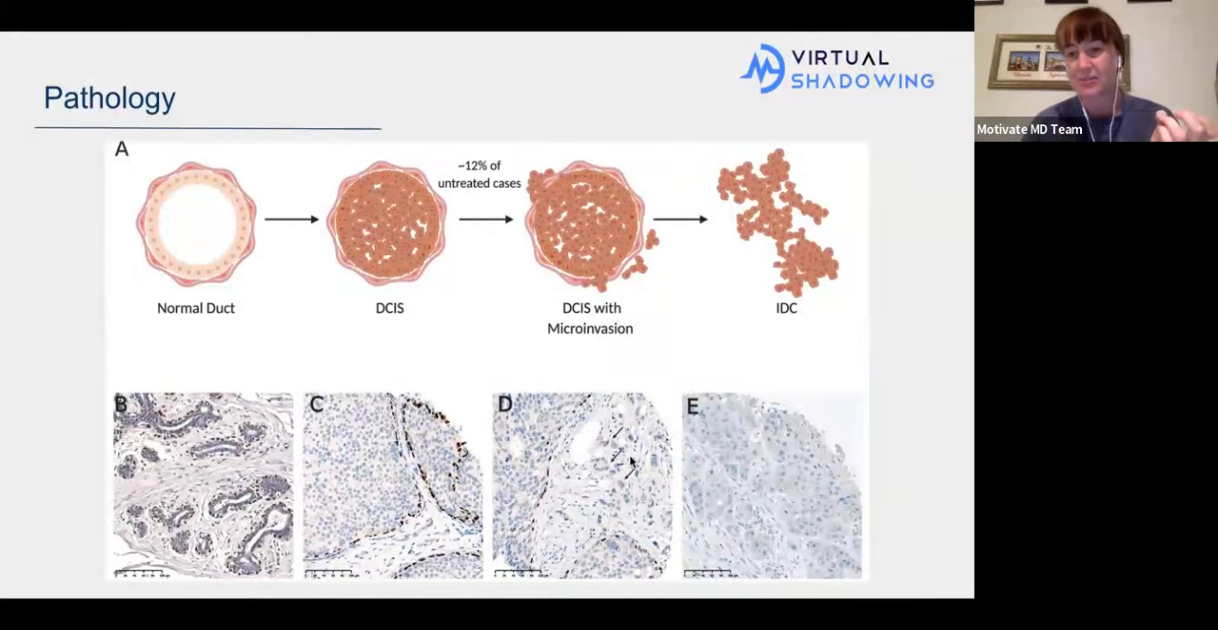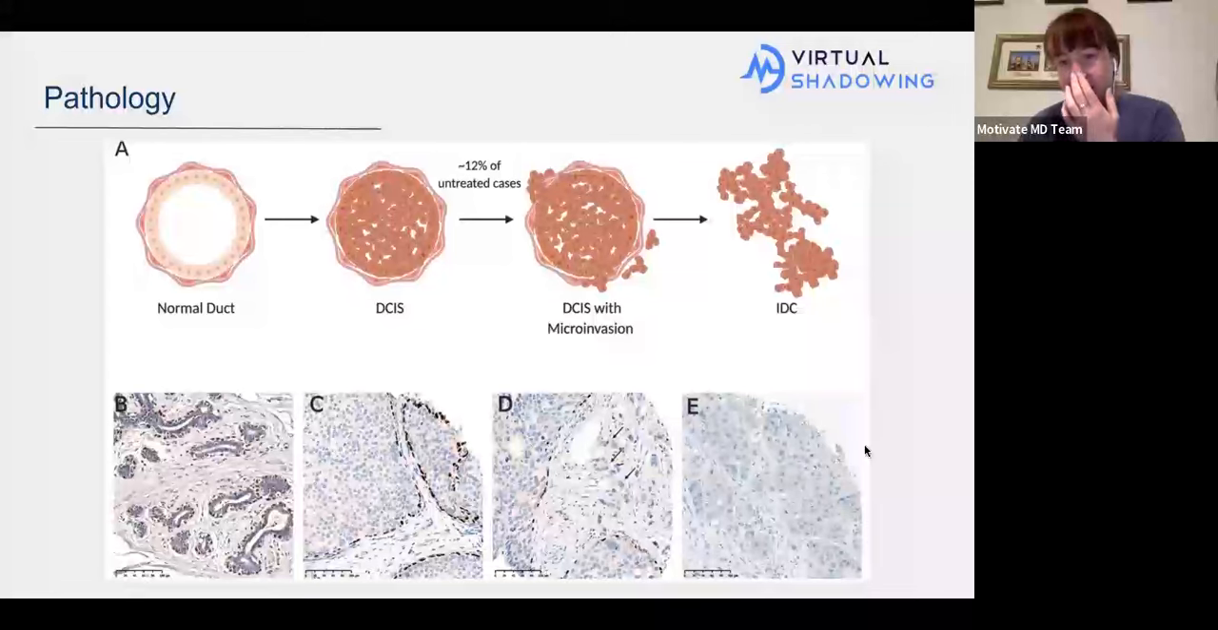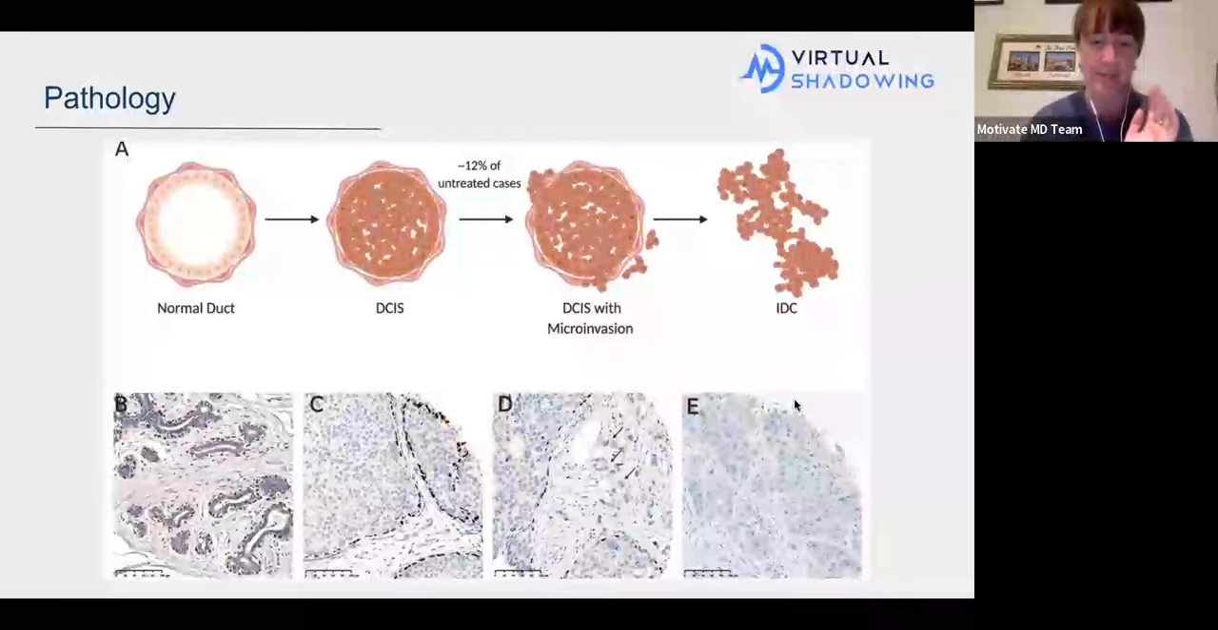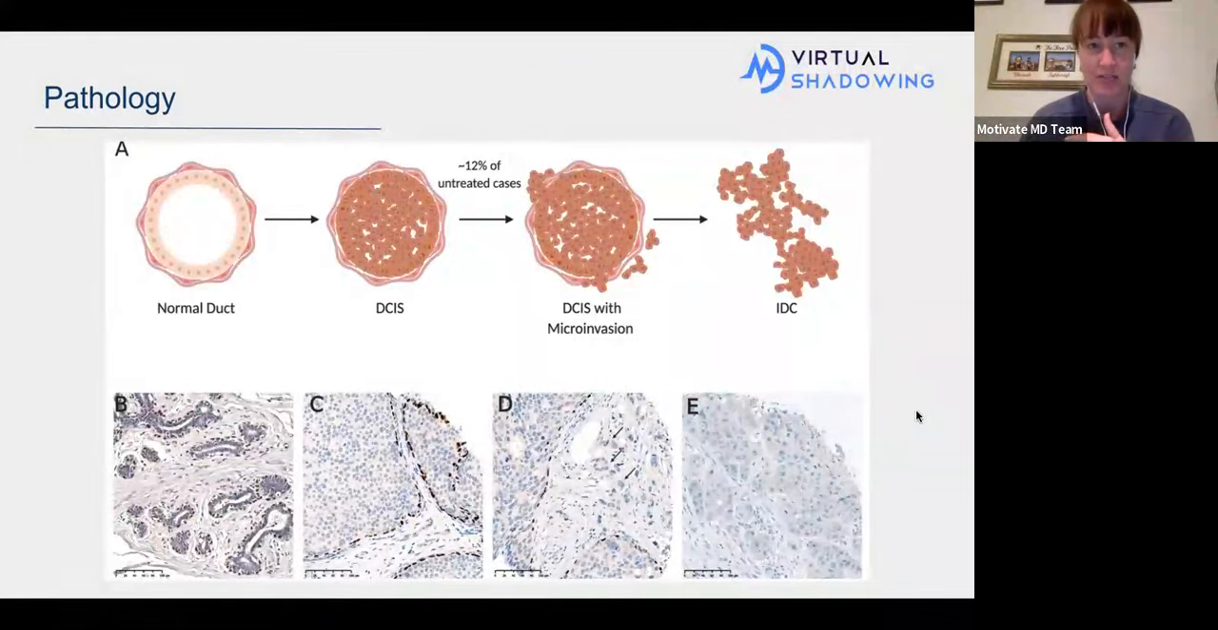And they're like trying to break out. And then this last picture here, this last path slide is like, okay, now everything is everywhere, and I can't even tell you where the ducts were initially. Okay, so we'll go to the next slide.